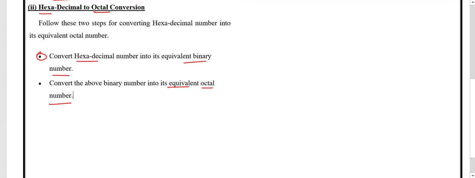So it is very similar to the previous procedure. First, the given hexadecimal number is converted into binary. That binary number is converted into octal by partitioning into 3 bits each and writing the octal equivalent of each 3-bit number. So let us see with an example. For example, convert A7 base 16, a hexadecimal number, to octal.